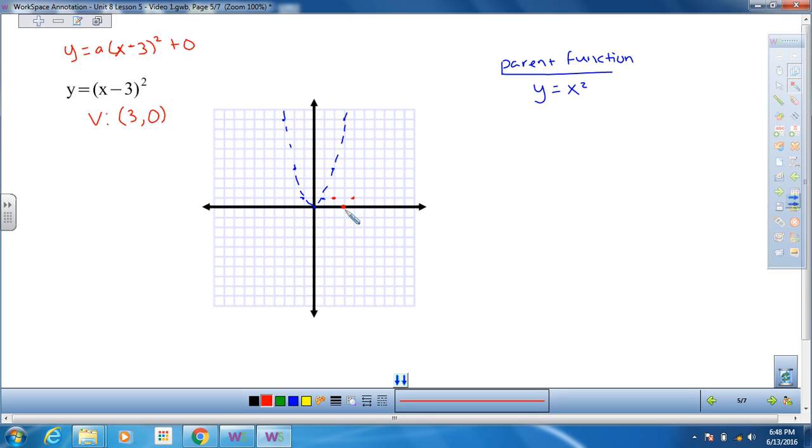And remember that pattern I was talking about. So as long as you start from your vertex, you can use the pattern. Over 1, up 1. Over 2, up 4. Go back to your vertex every time. Over 3, up 9. And then match them on the other side of this axis of symmetry. And here's my graph.